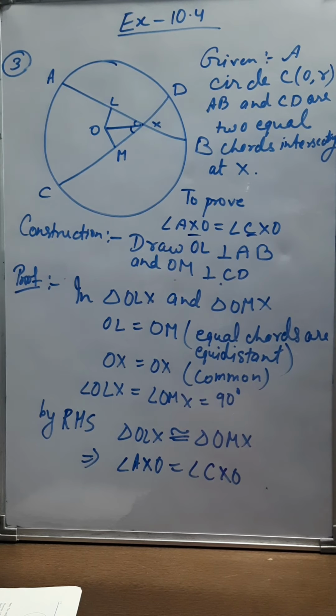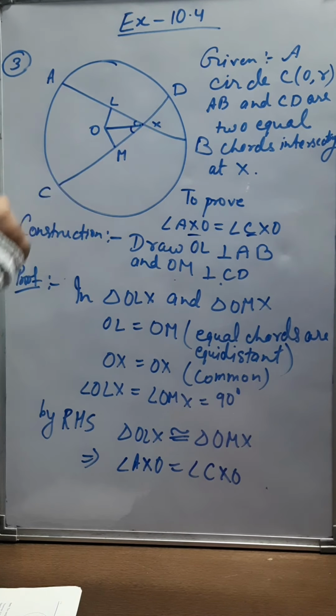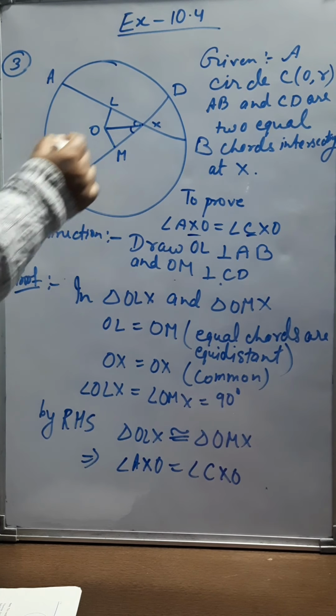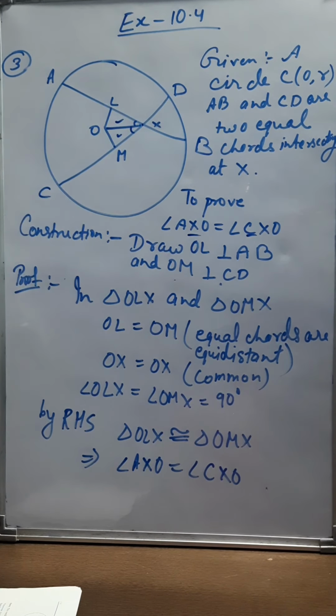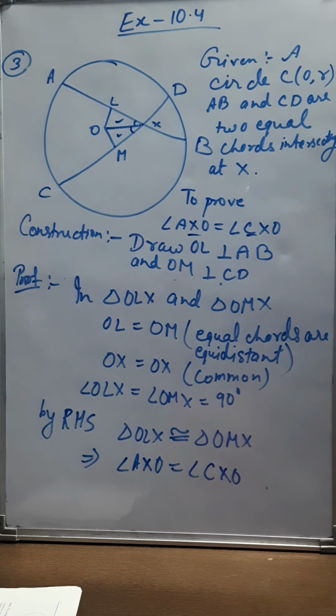Now a construction is required. We will draw OL perpendicular to AB and OM perpendicular to CD. Now we will prove that these two triangles are congruent. So we can write OL is equal to OM since AB is equal to CD, and we know that equal chords are equidistant from the center. So therefore OL will be equal to OM.